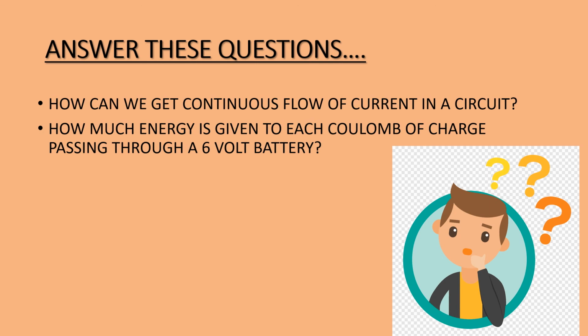So now I'm giving you two questions that you have to work upon. One is, how can we get a continuous flow of current in a circuit? For example, there is a circuit with me and I want the current to flow continuously. How can I arrange such a system? The second question is, you have to find out how much energy is to be given to each coulomb of charge which passes through a 6-volt battery. Think about these two questions. Try finding out their answers. Solve them in your notebook.